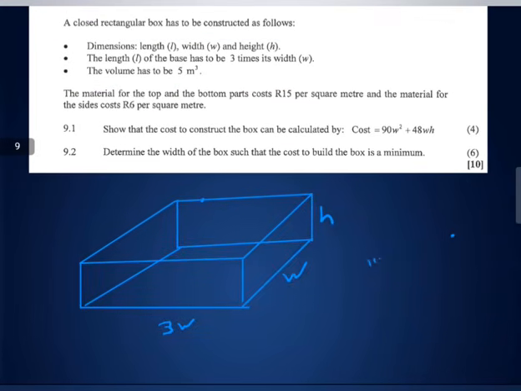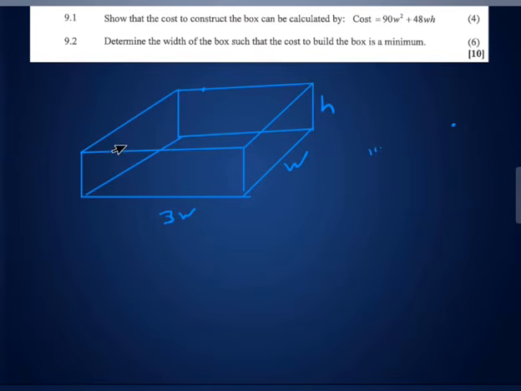Before we create the formula for surface area, remember the cost is 15 rand per square meter for the top and the bottom, right? And then 6 rand per square meter for the sides. So now, what is surface area? Surface area is just the total area of all the surfaces, right? So it's like adding this area, that area, that area, and that area, and that area. So adding the areas of all 6 surfaces, that is surface area. So let's get the area of the bottom part first.